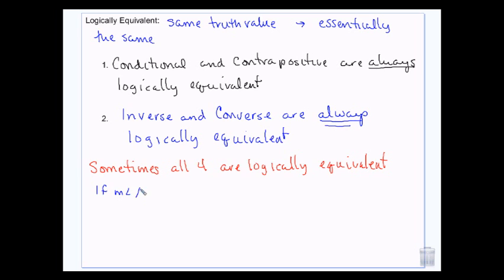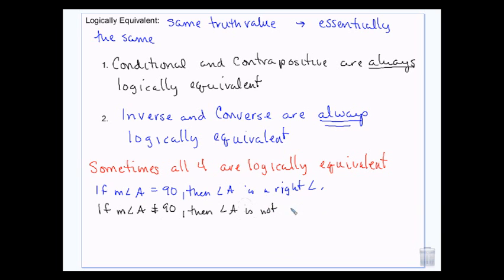If the measure of angle A is 90, then angle A is a right angle. Okay? The inverse of that is if angle A is not 90, then angle A is not a right angle. So that was the inverse.